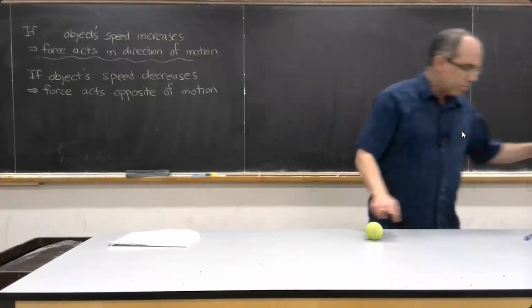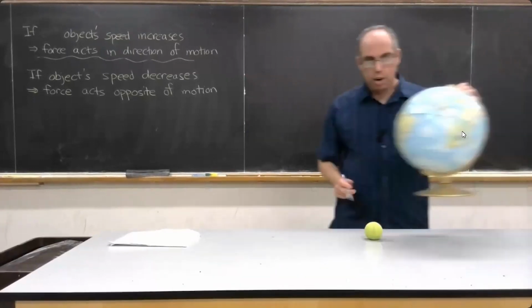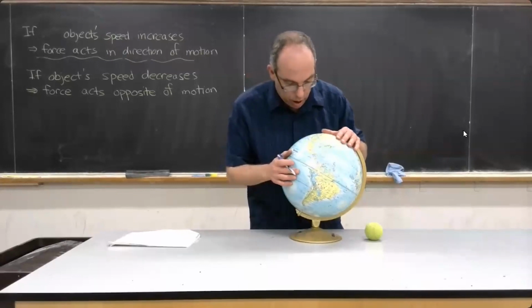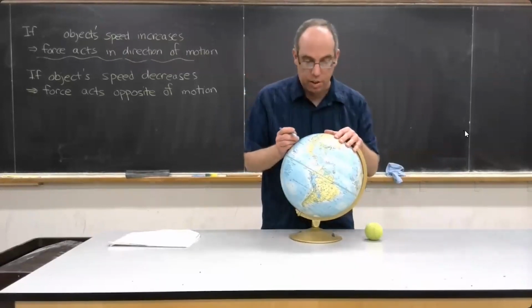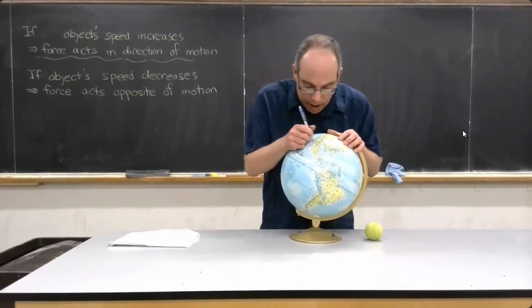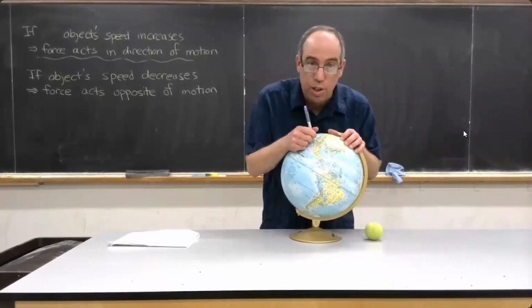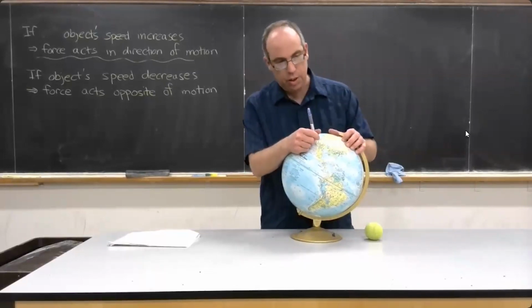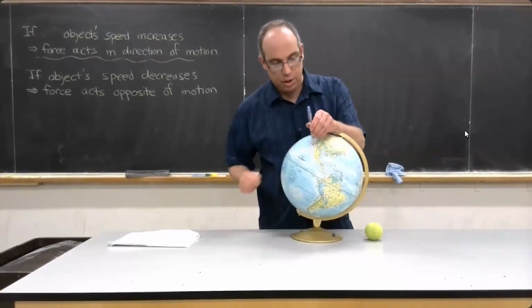Now, let me start to put this together. Okay, so I did this experiment in the Los Angeles area, about there on the globe, and I saw that there was a force acting on the tennis ball towards the surface of the Earth. In other words, in this direction right here.